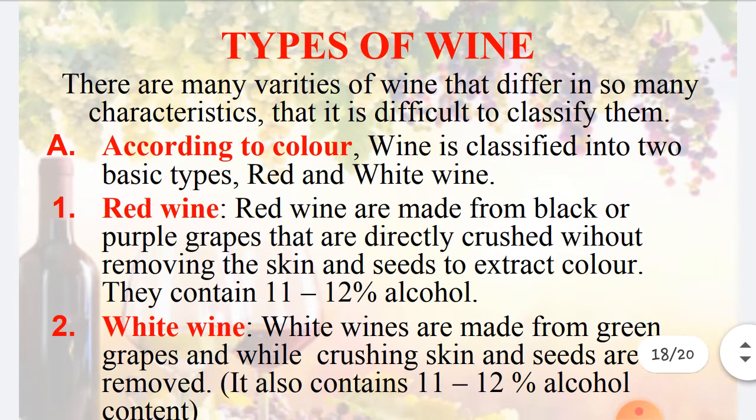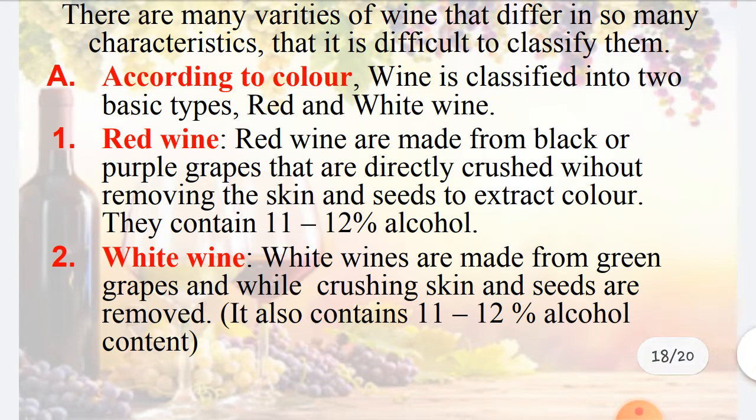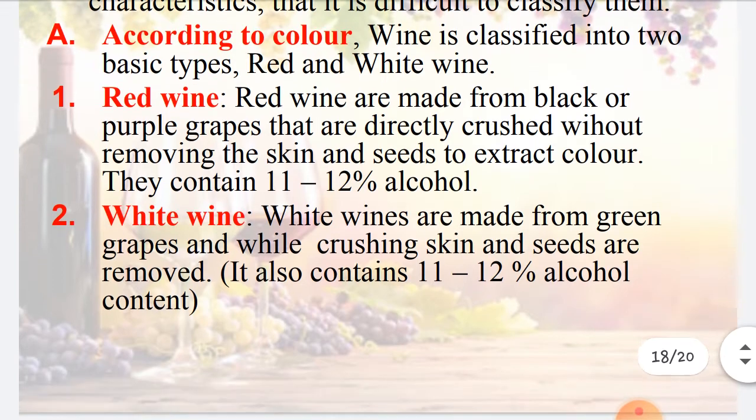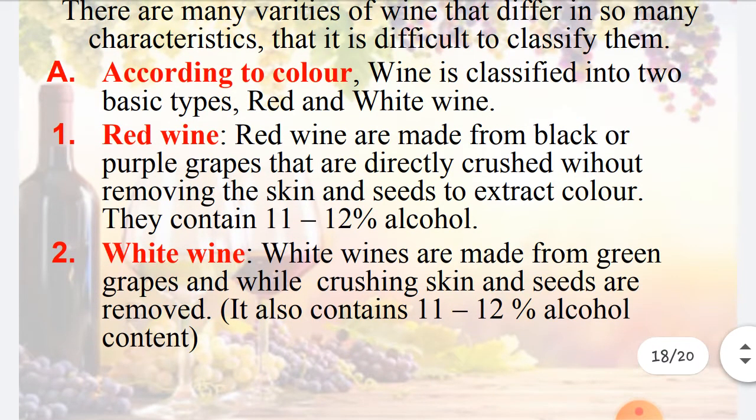Now let us discuss the different types of wines. There is a variety of wines and they differ in so many characteristics that it is difficult to classify them. Still, wines are classified depending on various criteria. So what are the different types of wines and how are they classified on different criteria?